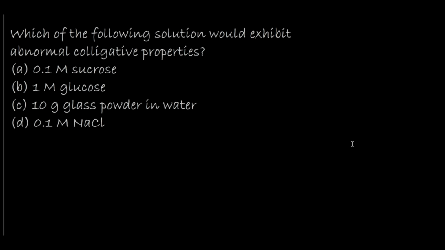Then, which of the following solutions would exhibit abnormal colligative properties? So this type of theory question can also be asked from this chapter. Here they are asking about abnormal colligative properties. Just think about one thing, we are dealing with association and dissociation. So how many of the below molecules will undergo association or dissociation? Sucrose will not. Glucose, no. What about glass powder in water? Obviously not. So the right answer is 0.1 molar NaCl.